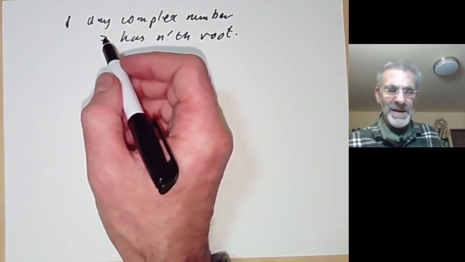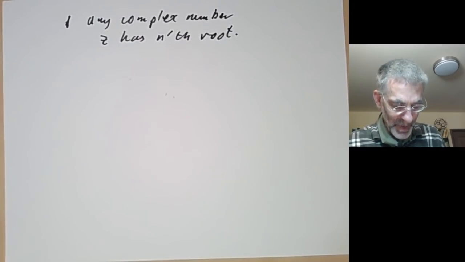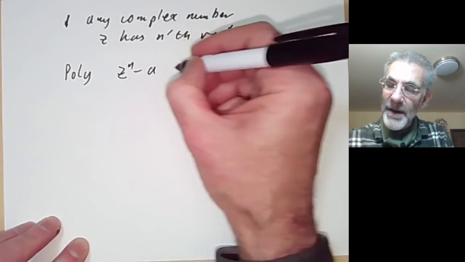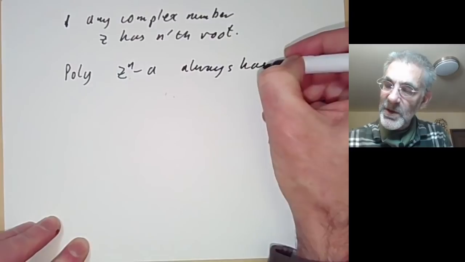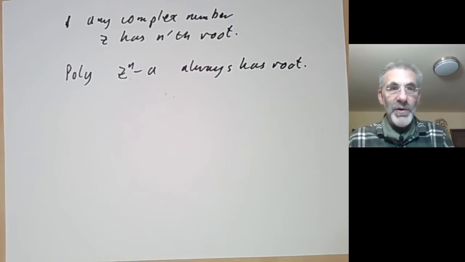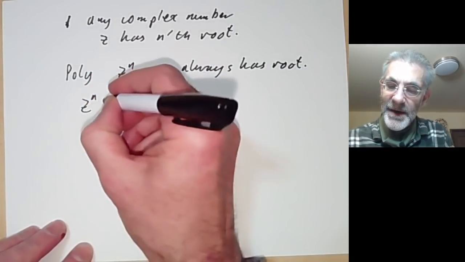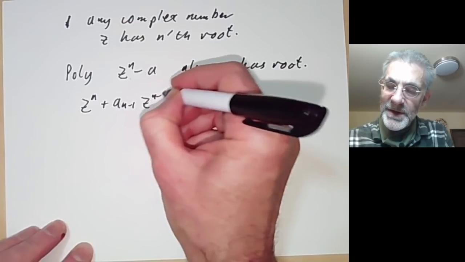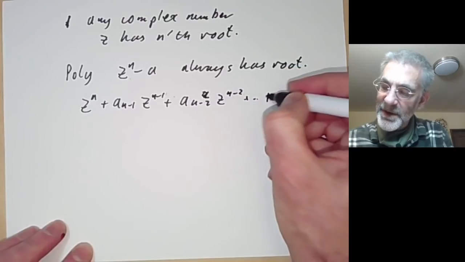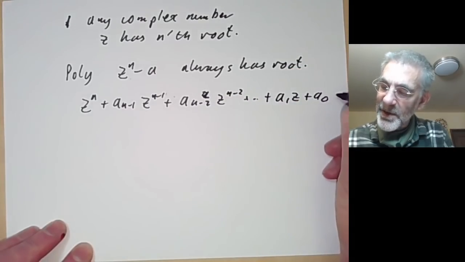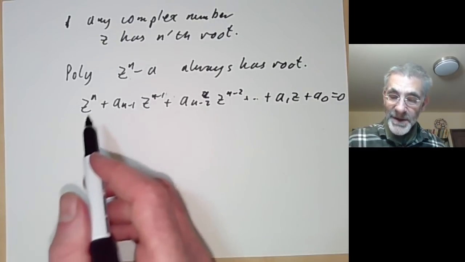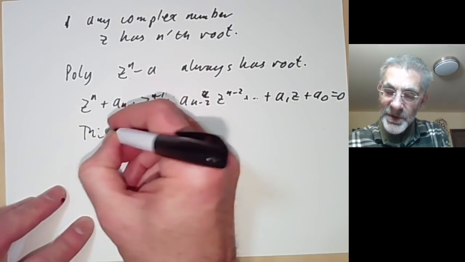Z equals 0 is a little bit funny, of course, because it doesn't really have a well-defined argument. What this means is the polynomial z to the n minus a always has a root. More generally, we can ask, do more complicated polynomials have roots? For instance, if we take z to the n plus a n minus 1, z to the n minus 1 plus a n minus 2, z to the n minus 2, and so on all the way down to plus a1z plus a0. Suppose we want to solve this equation here. And well, it turns out that this always has a complex root.